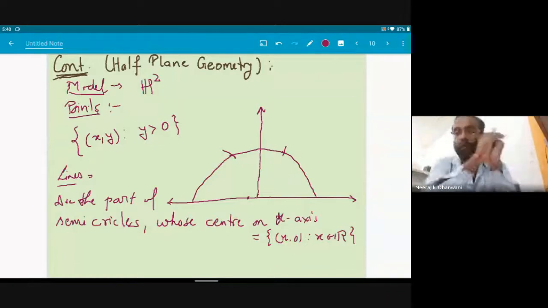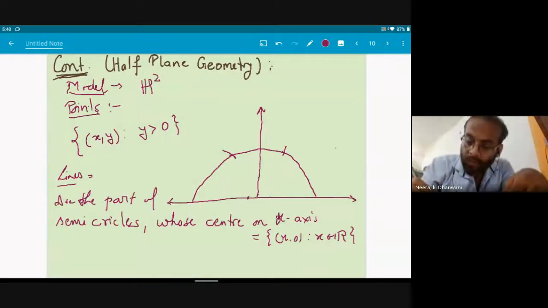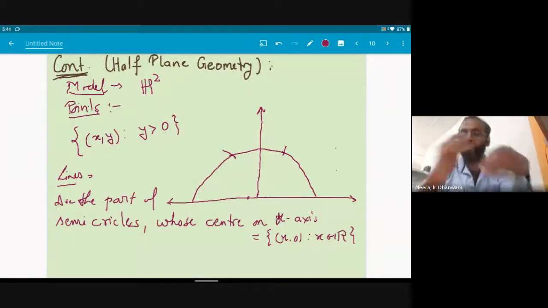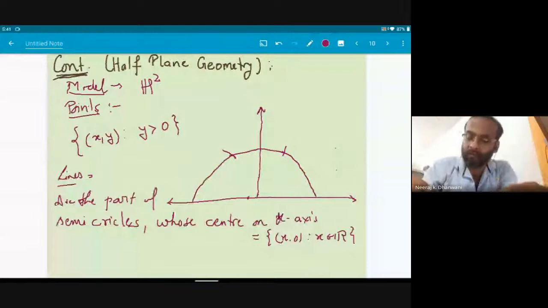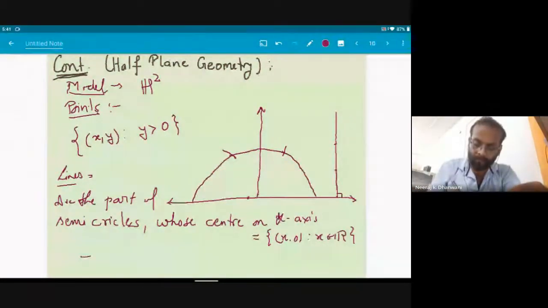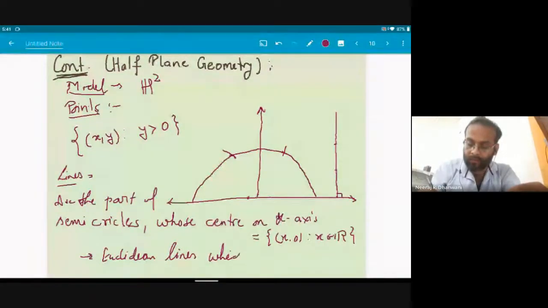But is the problem solved? What do we do when you have two points like this? You don't have any circle. Okay. What we will do is assume one more type of line: those Euclidean lines which are perpendicular to the x-axis.